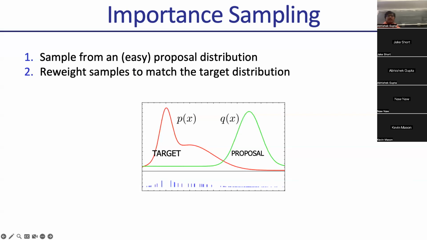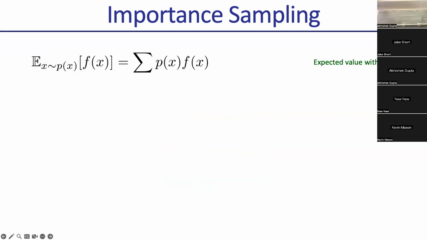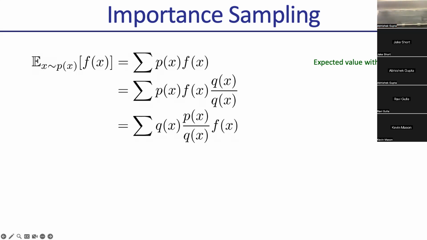Okay, so let's look through what the math looks like. What we want to compute is the average of some function f under P. This is the expectation of f under P, the sum of f weighted by P. That's what the expectation is, just the average. Now you're going to do a simple trick: multiply and divide by Q. And now move the terms around a little bit, move this Q over here, move this P over here. And so now you can write this as Q times P over Q times f. Everyone following me so far?